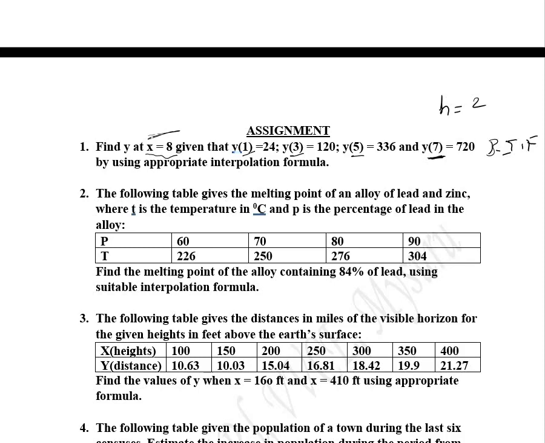The following table gives the melting point of an alloy of lead and zinc. T represents the temperature in degrees Celsius and P is the percentage of lead in that particular alloy. So here is the given data. Using this data, we need to find the melting point of an alloy containing 84% of lead. 84 is nearer to 90, not 60. So nearer to 90, once again I want to use the backward interpolation formula, where I treat the percentage of lead as x and the temperature as y. Find y when x is equal to 84. Nearer to 90, the final value, so use the backward interpolation formula.